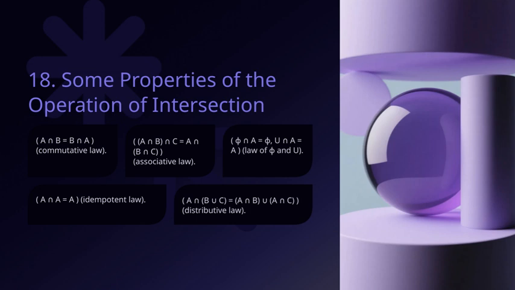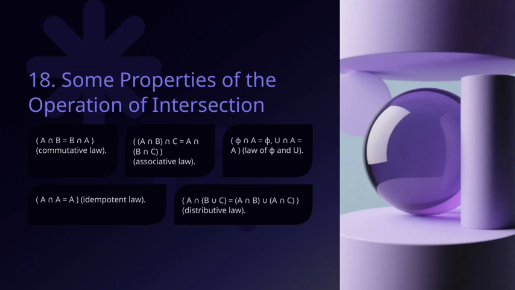These are known as the laws of identity, and they set the foundation for understanding how intersection behaves with special sets. Next, consider the distributive law. A ∩ (B ∪ C) equals (A ∩ B) ∪ (A ∩ C). This property is quite useful because it allows us to break down complex intersections involving unions into simpler parts. It's like distributing A across the union, which helps simplify many set expressions.